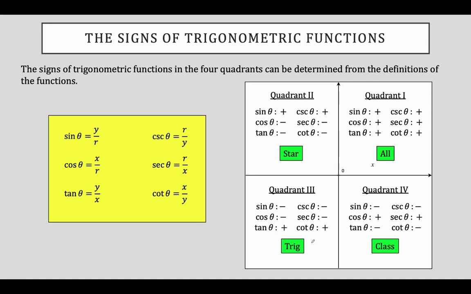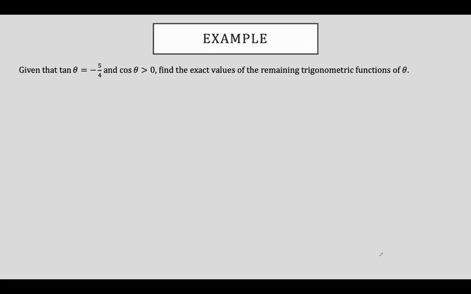As we move into the third quadrant, T, tangent is positive as well as its reciprocal. And as we move into the fourth quadrant, C, cosine is positive and its reciprocal is positive as well. So A, S, T, C. All-star trig class. That will allow you to remember which ones are positive in which quadrant. So let's put this to use now.